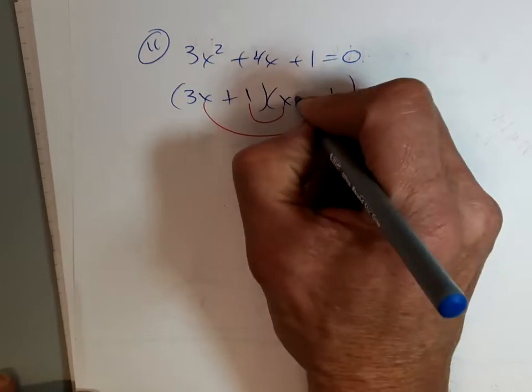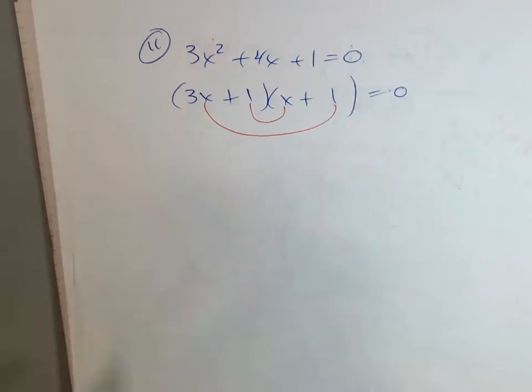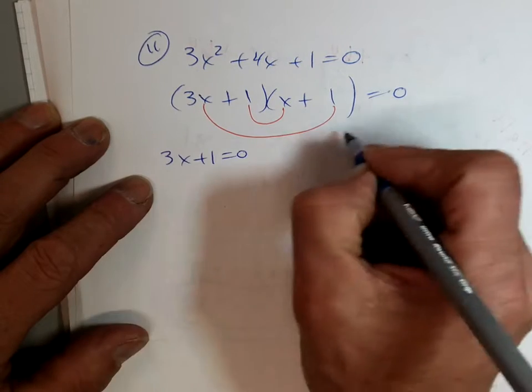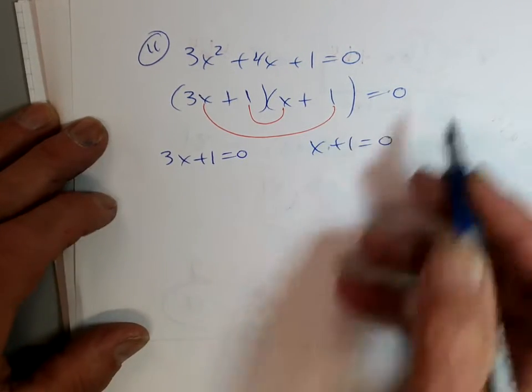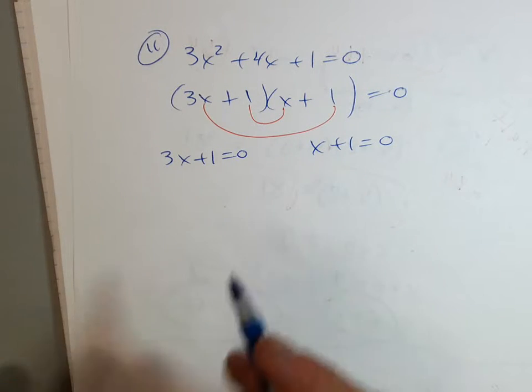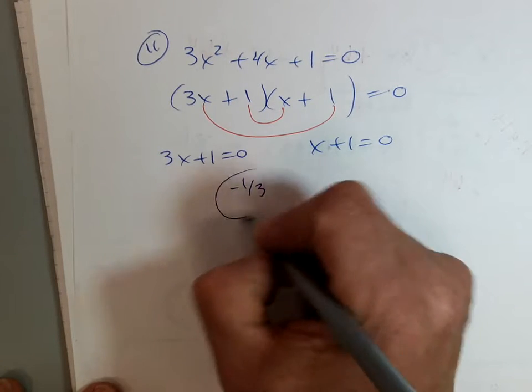Now, we're not done because we're solving, right? So we get our mini equations. 3x plus 1 equals 0, x plus 1 equals 0, because if either one of these are 0, the whole thing's 0. So one answer is negative 1/3. I bet I went too fast on that one.